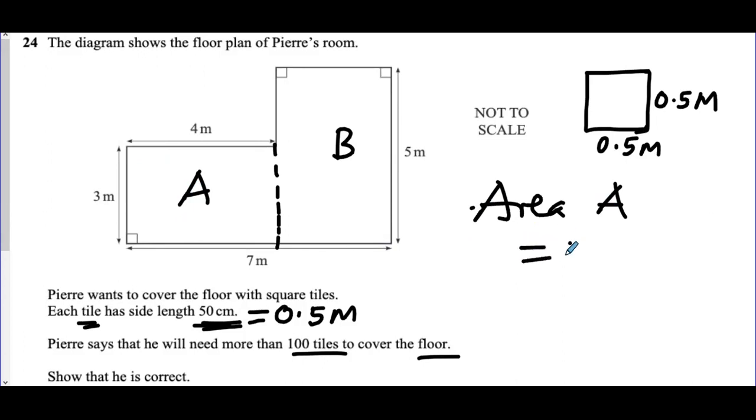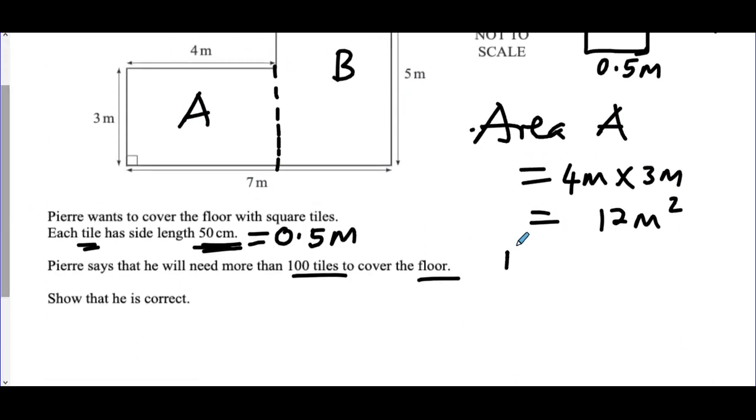And this will be equal to 4 meters times 3 meters. And this will give you 12 meters squared, okay? And how about area B? Area B is 5 meters wide. And I guess this will be 7 minus 4. And this will be 5 meters wide and 3 meters long, okay?